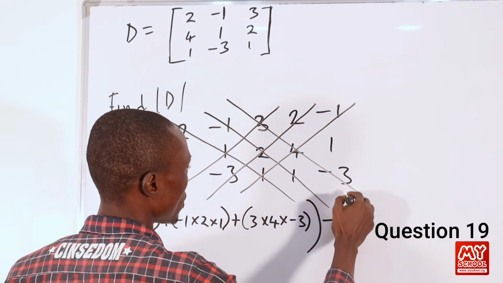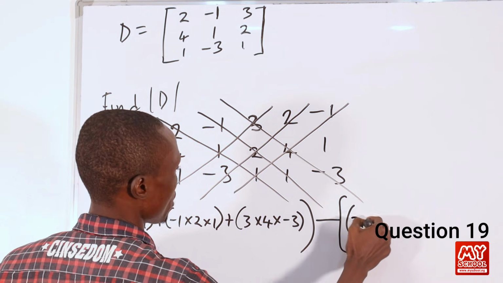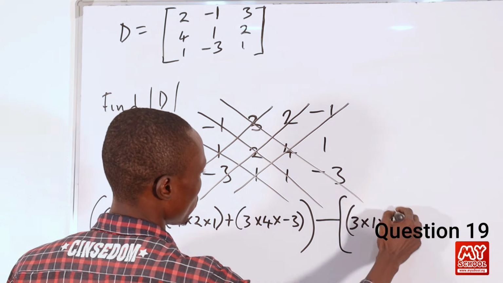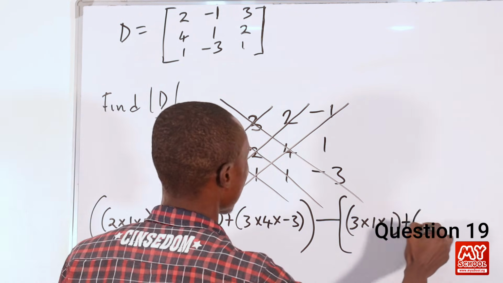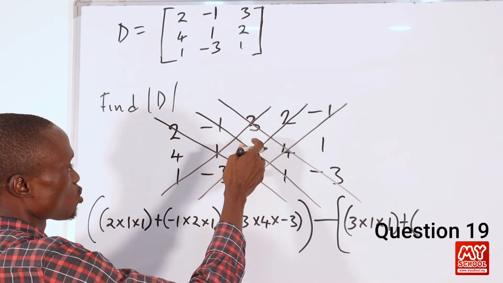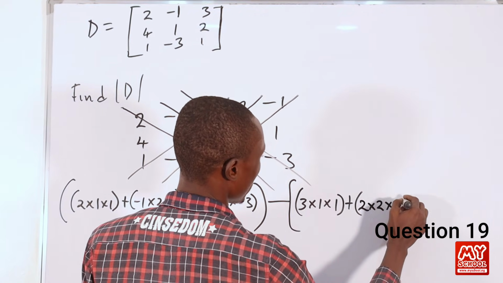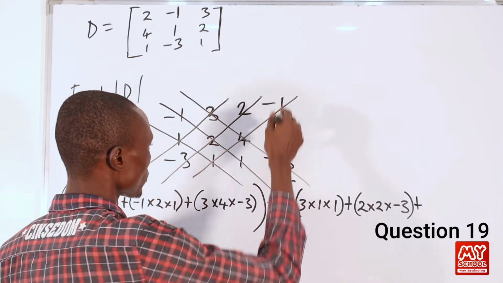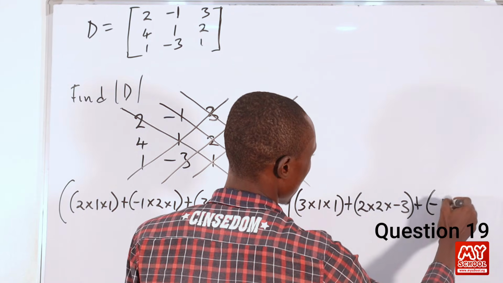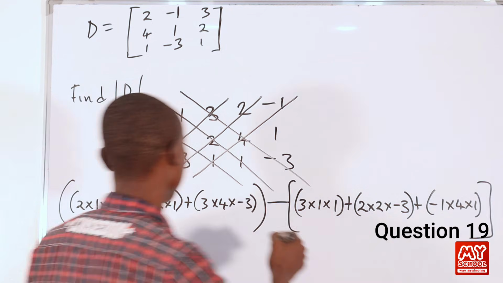Let's open another bracket. That will be 3 times 1 times 1, then plus, open bracket again, 2 times 2 times minus 3, in brackets also. Then plus minus 1 times 4 times 1 in brackets. Then we close the big brackets.